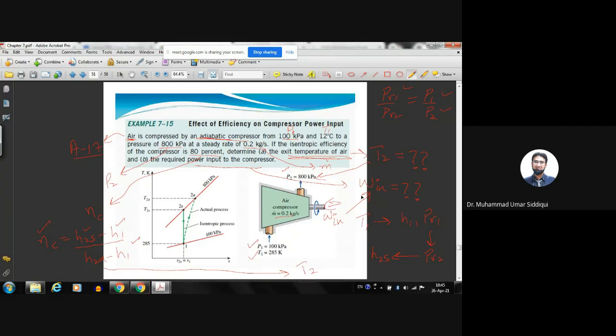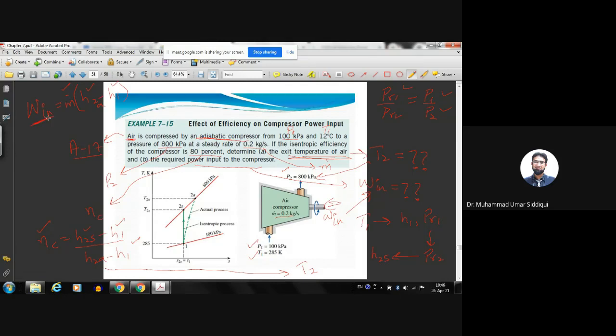So this is how we are going to determine the final temperature, and then we can determine the required work input. The required work input will be work in equals m dot times H2 minus H1. Obviously, the H2 that we are going to use will be the actual one. So we always use the actual values. Since we know H2a, H1, and m dot, we can determine the work input.